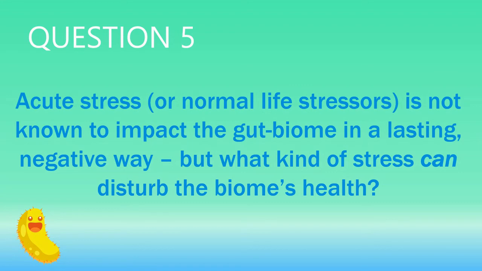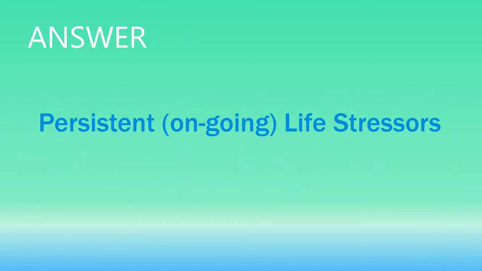Acute stress, or normal life stressors, is not known to impact the gut biome in a lasting negative way. But what kind of stress can disturb the biome's health? Persistent or ongoing life stressors are the kind of stress that can disturb the biome's health ultimately. Stressors like inadequate food access to various forms of abuse and maltreatment, these are the types of things that could be considered persistent life stressors.